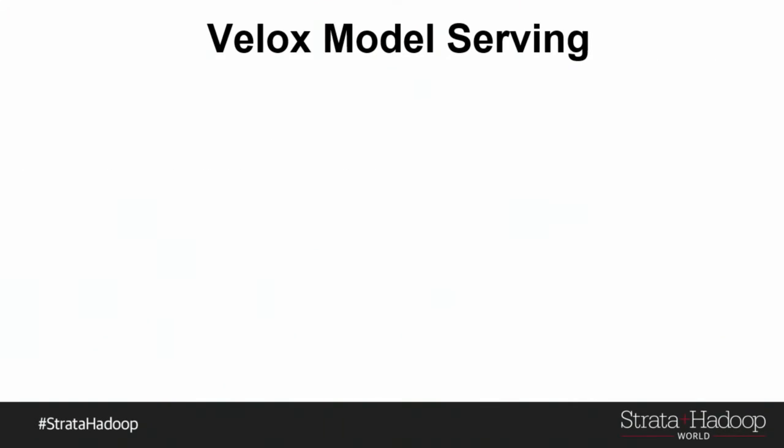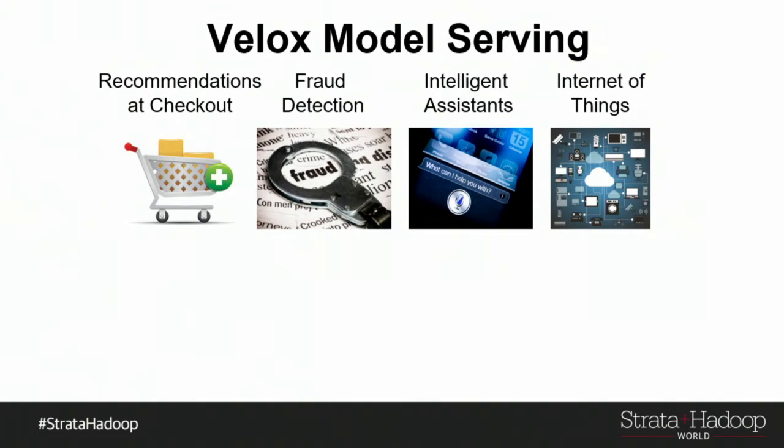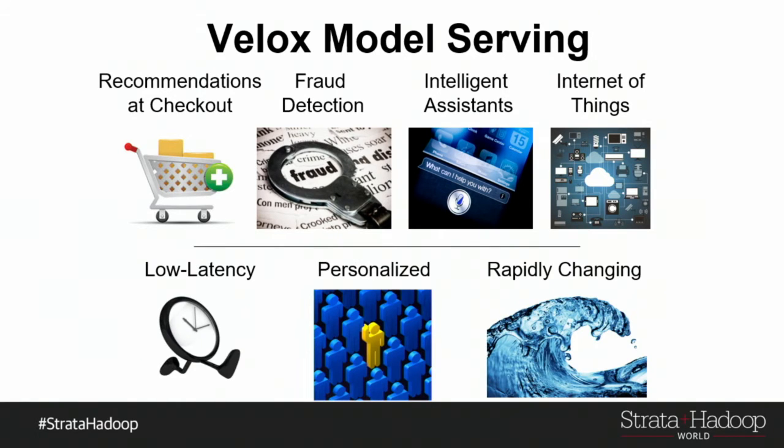If you move up a layer, we're working on a system called Velox. So Spark has been quite popular for doing machine learning and for building models. But once you've built your model, you have to serve it. And if you look at applications like the ones I'm showing here, recommendations, fraud detection, Internet of Things, and so on, these applications have requirements that are different than the requirements you typically have for a batch processing engine like Spark. In particular, they have to be very low latency because you're trying to serve predictions when they're needed. They need to be personalized because you have large numbers of users or large numbers of pieces of equipment that you're modeling. And they're happening in an environment that's rapidly changing.